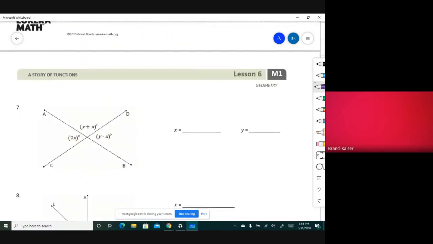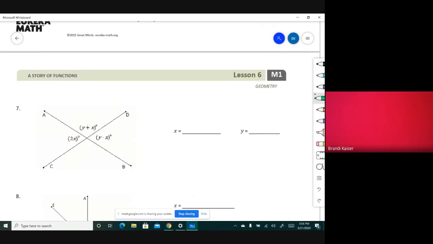Number 7. So number 7 is an X and Y problem. All right, so you kind of have to figure out how to solve for one variable without knowing the other one. It's kind of tough here. This one's kind of weird. But looking at our scenarios here, I know that if I look at the 2x and the y minus x, those two should be the same, technically. But I don't have one of them in order to solve for the other, okay?